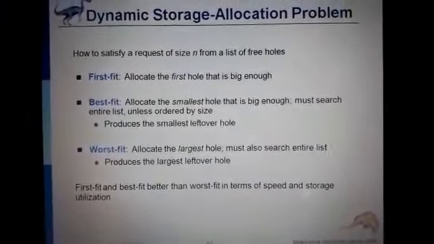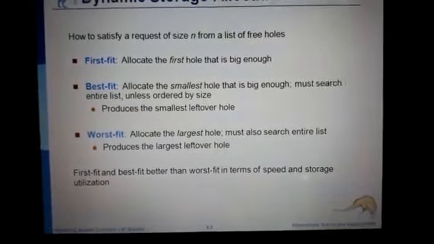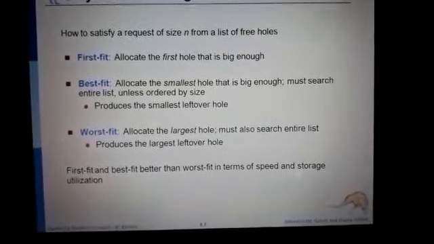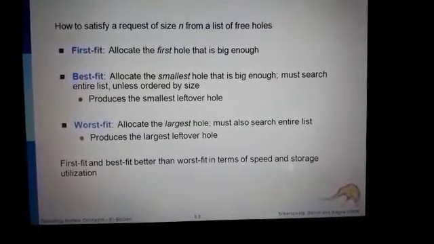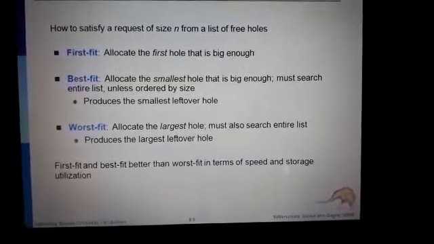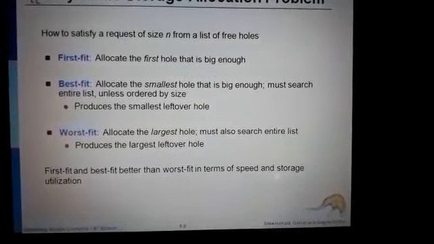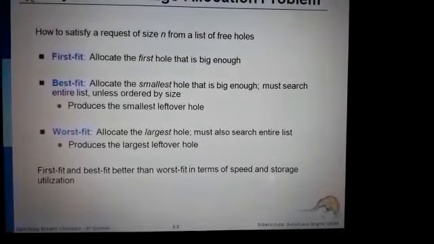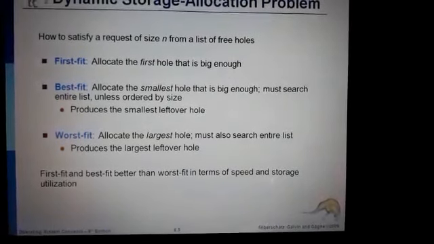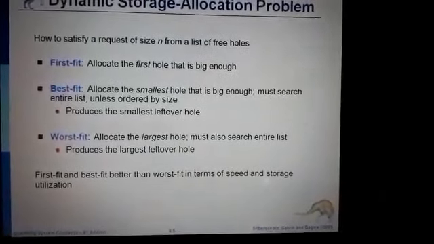Dynamic storage allocation problem. How to satisfy a request of size n from a list of free holes? There are three different methods here: first fit, best fit and worst fit. First fit: allocate the first hole that is big enough. Best fit: allocate the smallest hole that is big enough. It must search the entire list unless ordered by size, so it produces the smallest leftover hole.